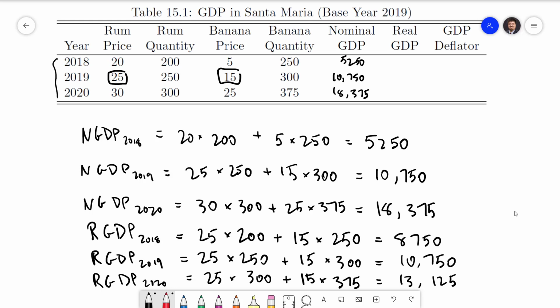13,125. Note that in the base year, the nominal GDP and the real GDP will be exactly the same, since we are using those prices in all of our real GDP calculations. I'm going to go ahead and put these into our table.